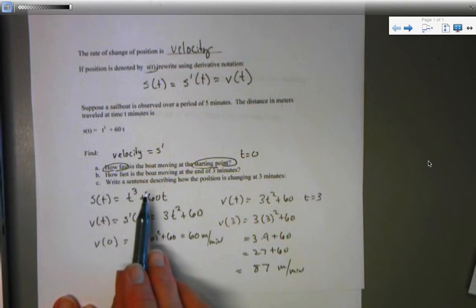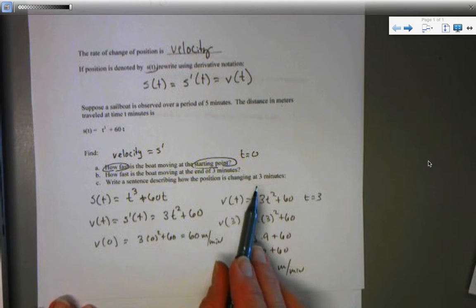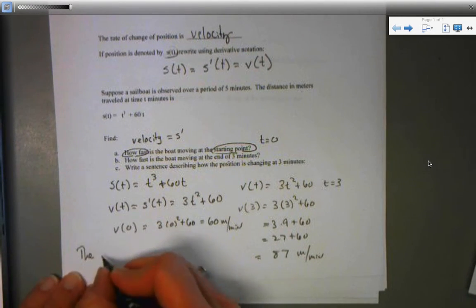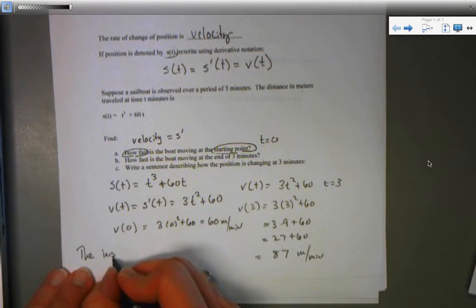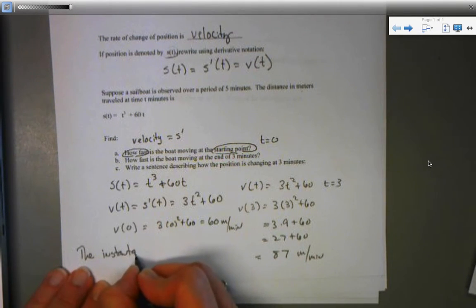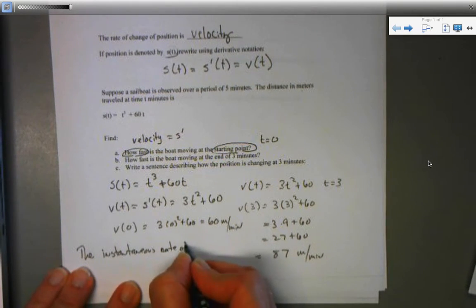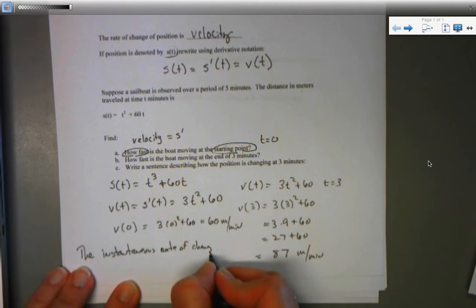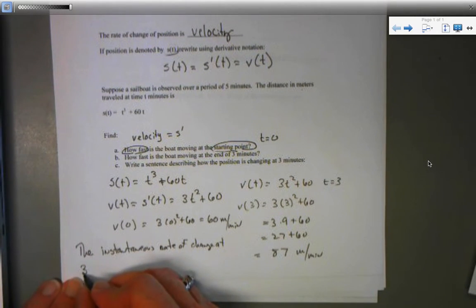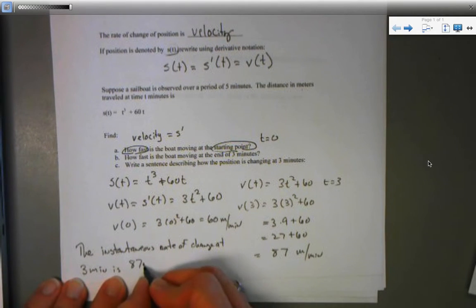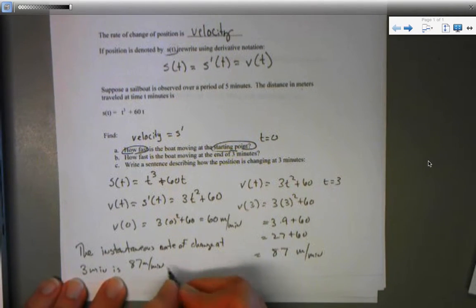And write a sentence describing how the position is changing at 3 minutes. So you want to say the instantaneous rate of change at 3 minutes is 87 meters per minute.